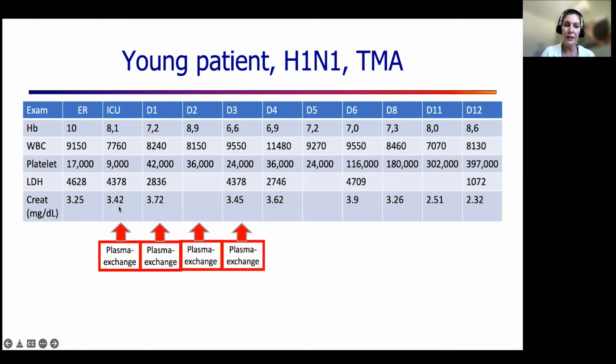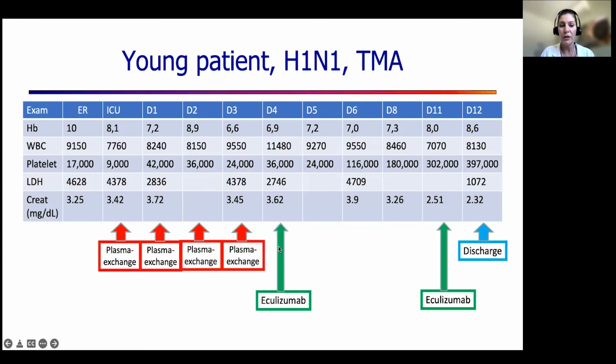When he arrived in the ICU with the triad of kidney injury, anemia, and thrombocytopenia, they immediately thought TMA and started plasma exchange. 4 days in a row of plasma exchange, and we saw no improvement. Platelet went down, hemoglobin went down, creatinine didn't improve, he was oliguric. And then the physicians thought aHUS and started eculizumab. First infusion on day 4, second infusion 7 days later, and he was able to be discharged 12 days after admission.